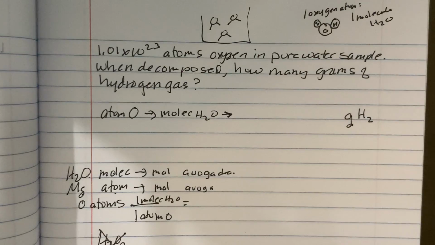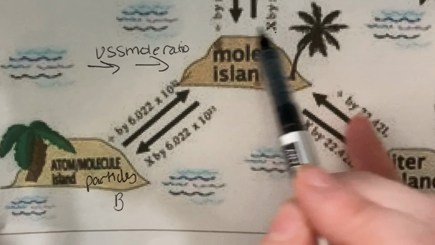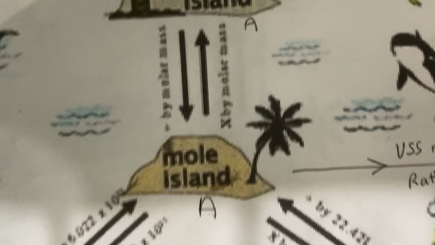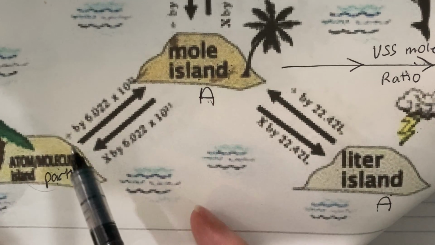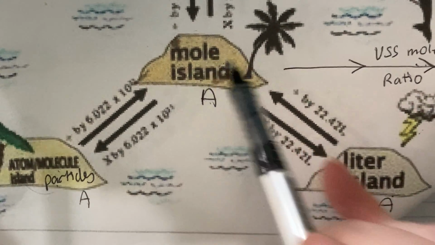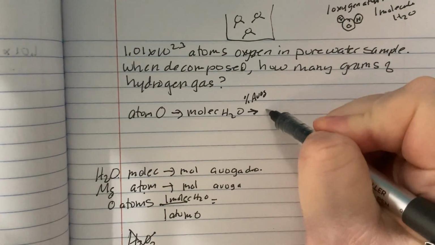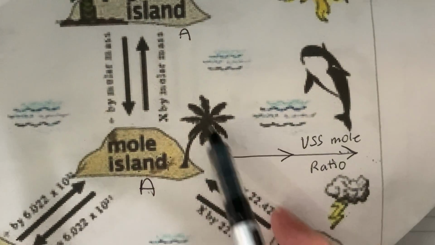And that's when our mole island comes into play. We have molecules of water, which is down here at particle island, and we want to get to moles because you always have to get to moles. Oh, sorry, I'm on B. It looks exactly the same. It just has A's instead of B's. Okay, particle island, divide by Avogadro's to get to moles. Divide by Avogadro's to get to moles of the first chemical, moles of water here.